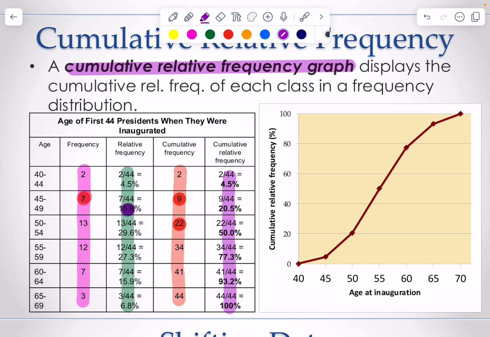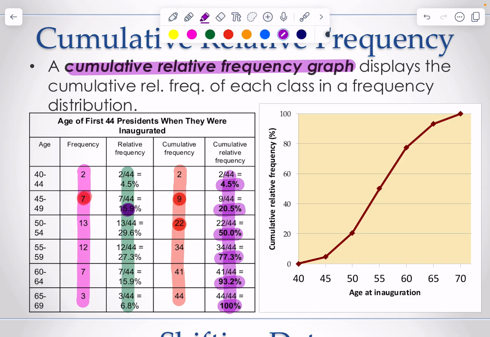So what we're really calculating with these percentages in my cumulative relative frequency is our percentiles. We're saying at this point, this percent of our values are at or below this particular class. And when we look at the graph on the right, that graph is just displaying what we get from our cumulative relative frequency table.